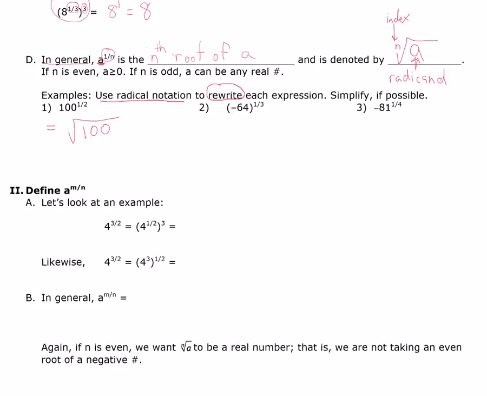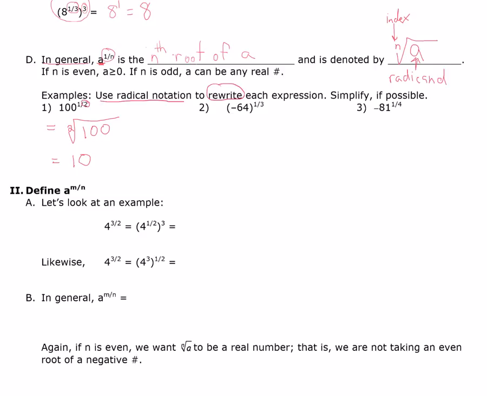Remember we discussed earlier that this number in the denominator is our index. So that 2 is your index. Go ahead and write that down: whatever's in the denominator here is your index. So what's the square root of 100? Good, it's just 10. Perfect.